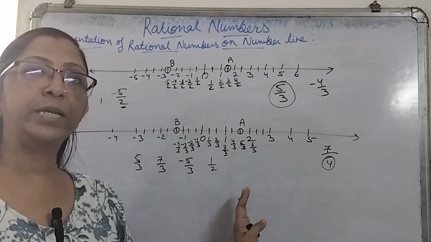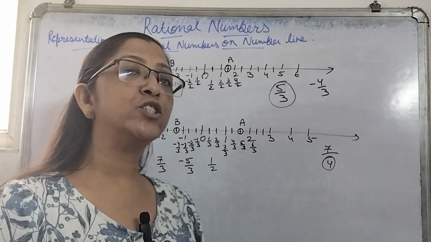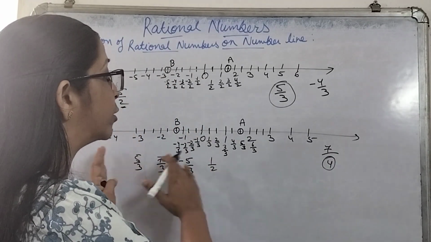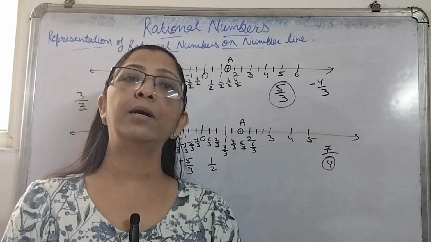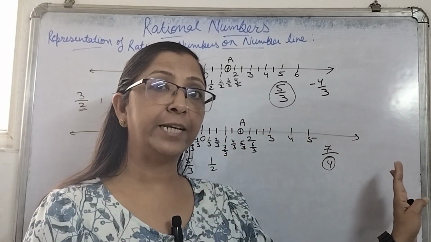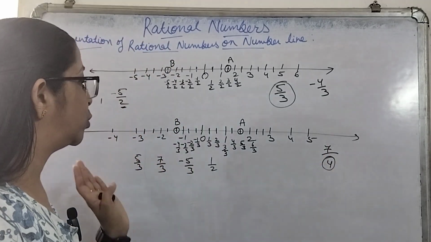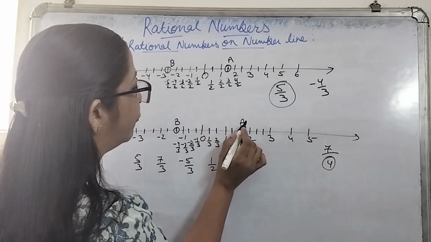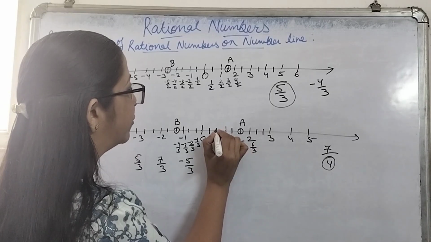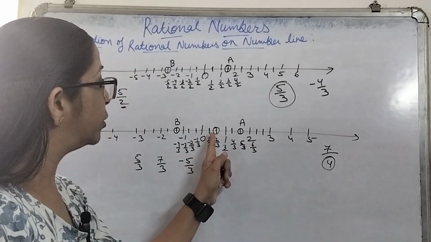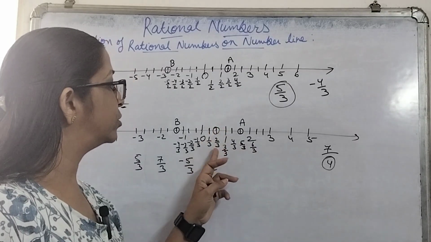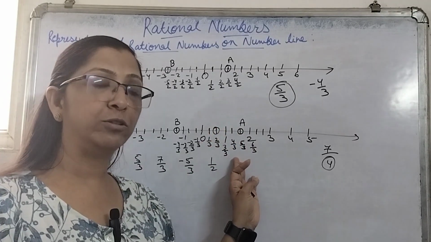If we are having so many numbers and we have to check which number is greater or which number is smaller, how can we do that? If we represent all these numbers on the number line, then the number towards the right-hand side will be greater than the number towards the left-hand side. Suppose this is 5 upon 3, and we are comparing it with 2 upon 3. 2 upon 3 is towards the left of 5 upon 3. That means 2 upon 3 will be smaller than 5 upon 3.